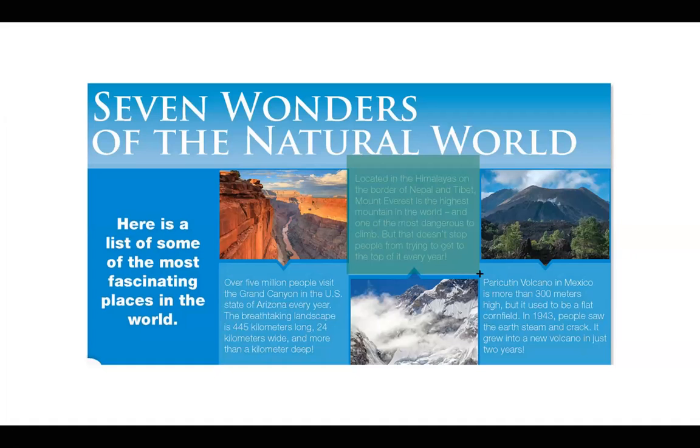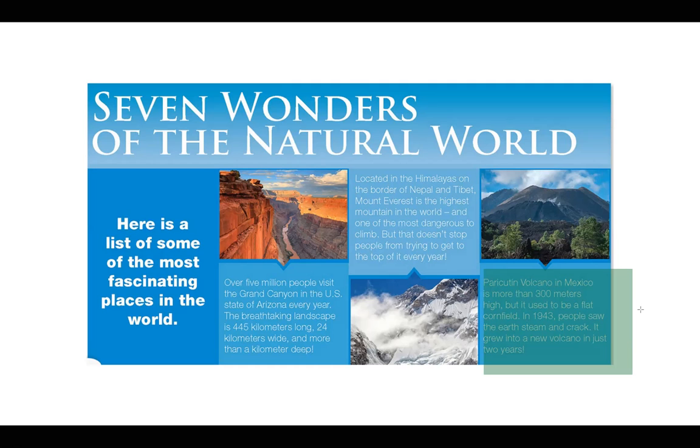Located in the Himalayas on the border of Nepal and Tibet, Mount Everest is the highest mountain in the world and one of the most dangerous to climb. But that doesn't stop people from trying to get to the top of it every year. Paricutin volcano in Mexico is more than 300 meters high, but it used to be a flat cornfield. In 1943, people saw the earth steam and crack. It grew into a new volcano in just 2 years.